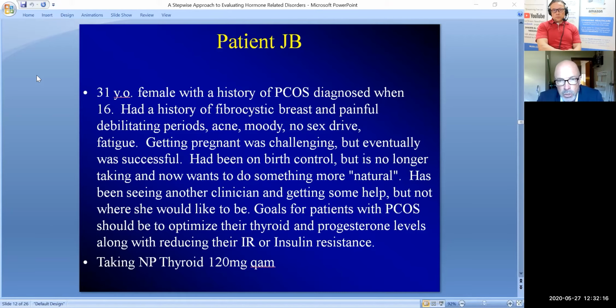The goals for this patient with PCOS, and this is in general for PCOS, are to optimize their thyroid and progesterone levels along with reducing insulin resistance, or IR. This person is taking NP Thyroid, 2 grains or 120 milligrams every morning. Next slide.